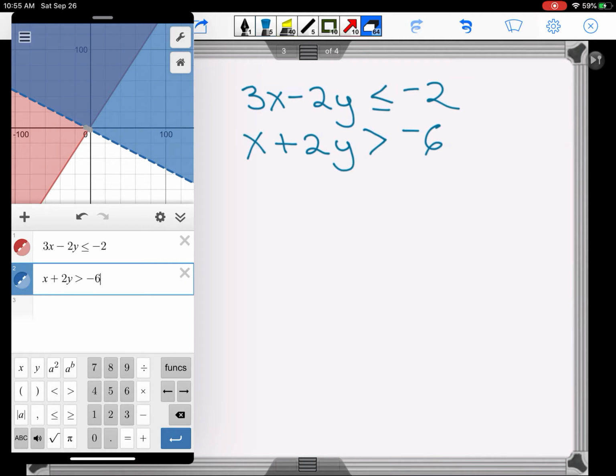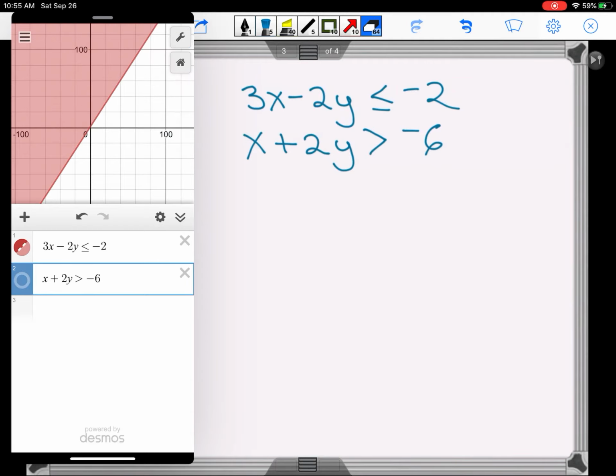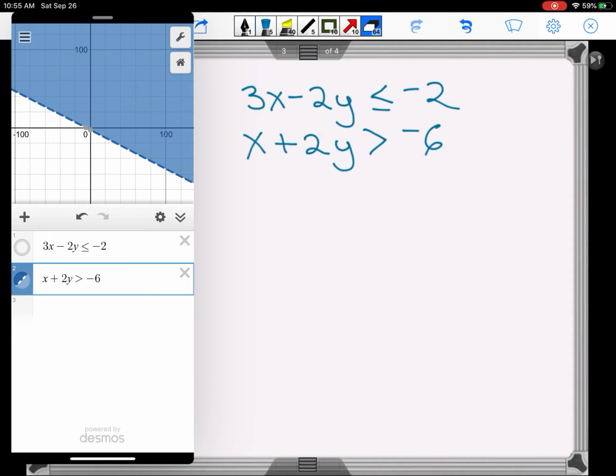So I'm going to turn off my second inequality for a second. That is the solution set for the first inequality, where it is shaded red. That is the solution set for the second inequality, where it is shaded blue. Where those two shaded regions cross is the solution set for both inequalities. So it is that dark blue region at the top. That's where they cross. At the very top, that dark blue region is the solution set.